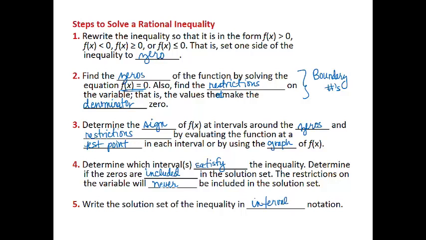Now, when we want to determine the sign of the function at intervals around the zeros, it might be helpful to draw a number line and place your zeros and restrictions on that number line so you're clear as to which intervals you need to test.